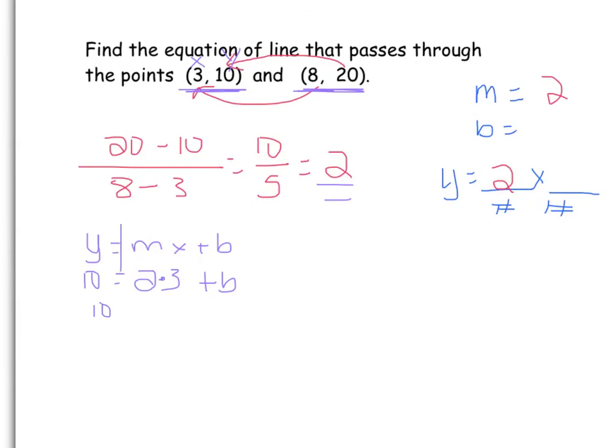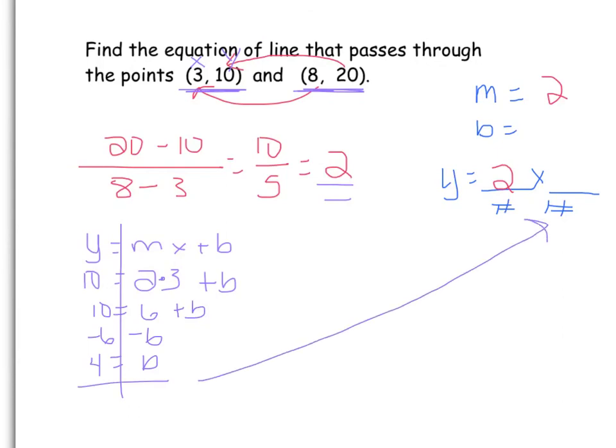So now I have my equation 10 equals 6 plus b. So I have to subtract 6 from both sides. So b is 4, and I can take this and put it up here to finish off my equation. And remember, because it is a positive 4, we're going to say plus 4. So the equation of the line that passes through (3, 10) and (8, 20) is y equals 2x plus 4. So what this tells us is it crosses the y-axis at 4, and it goes up 2 over 1 to get to the rest of the points.